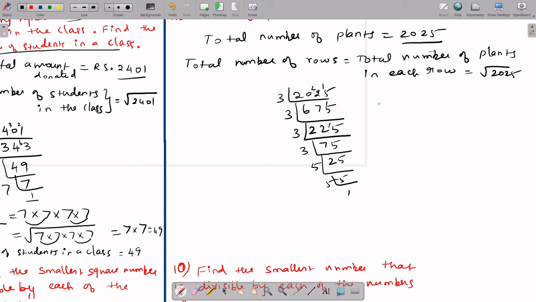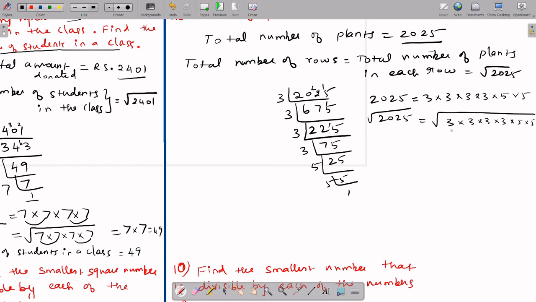So 2025 can be written as 3 into 3 into 3 into 3, 4 times 3, and 2 times 5. We have to find the square root of 2025, so you have to take the square root of this number, 4 3s and 2 5s. When you take the square root, you have to take one number from each pair. So from this pair one number, from this pair one number, and from this pair one number. 9 5s are 45. So total number of rows and plants is equal to 45.